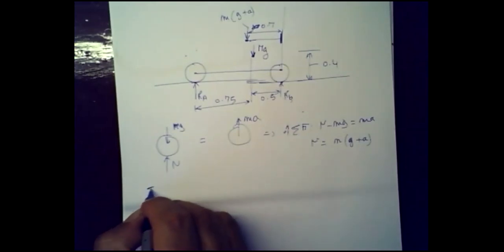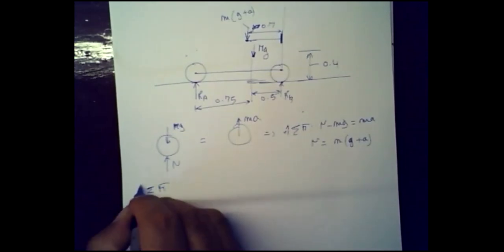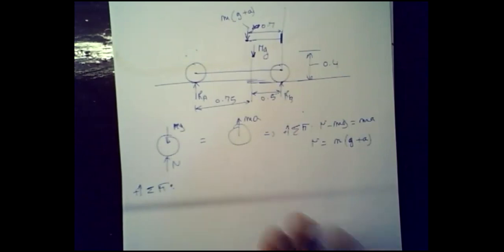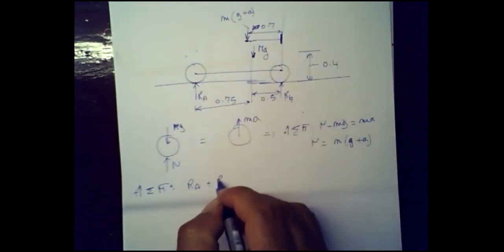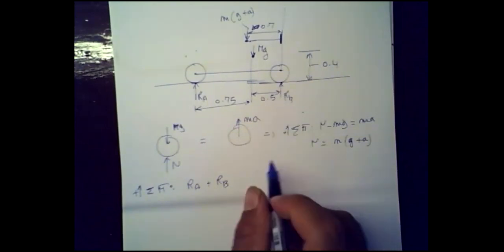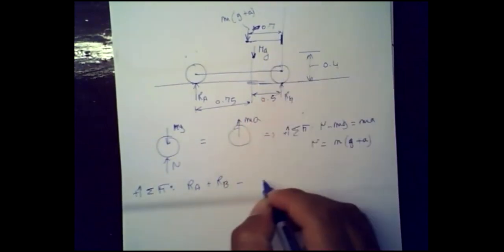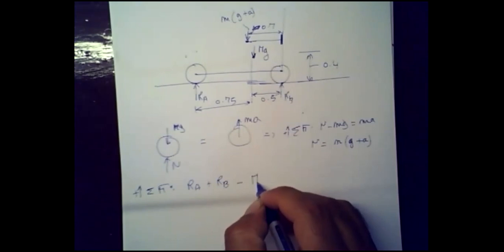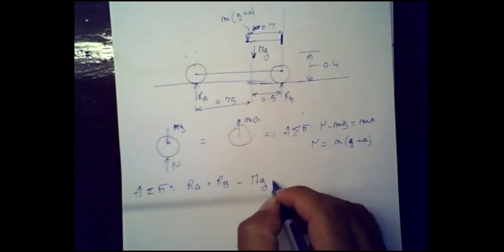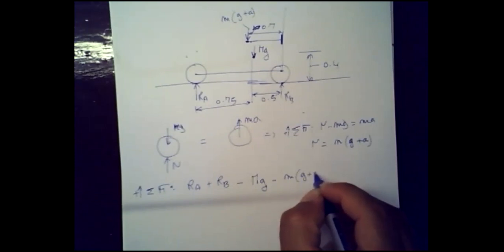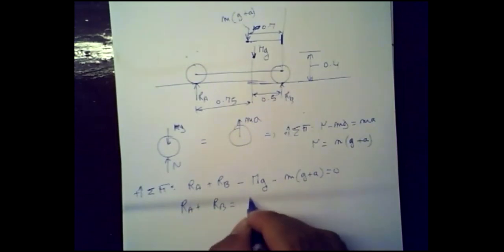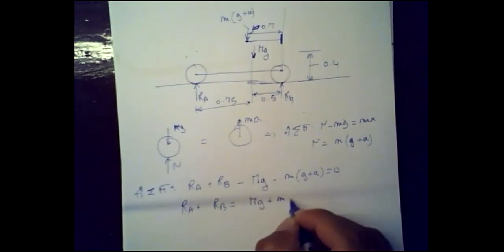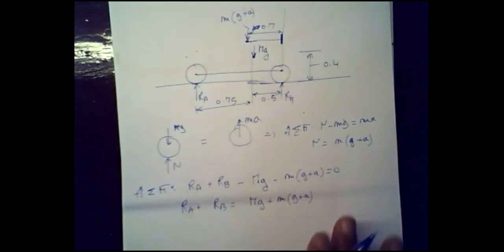We're going to sum the forces in the vertical direction. And then what do we get out of this? We're going to get RA plus RB minus mg minus mg plus a is equal to 0. So we know RA plus RB is equal to the weight of this guy plus the weight of the smaller guy plus its acceleration. So obviously it makes sense.